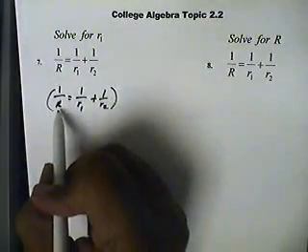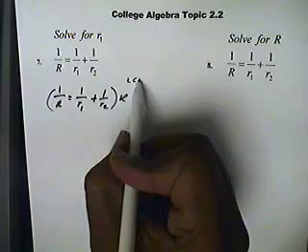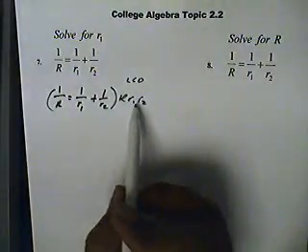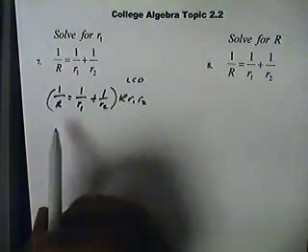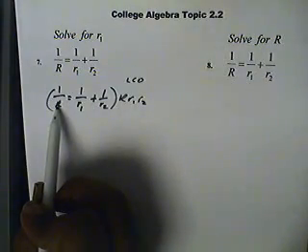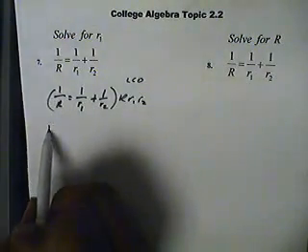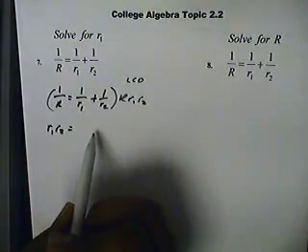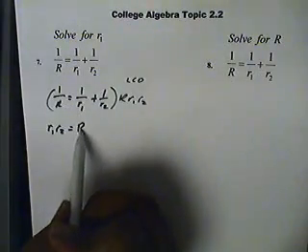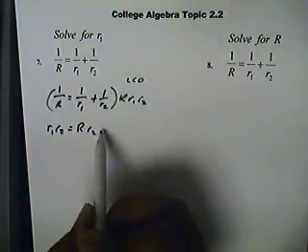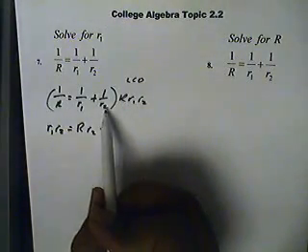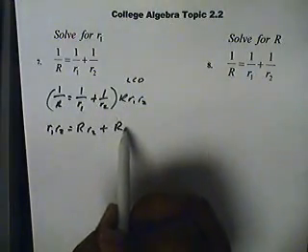The LCD will be made out of R, R1, and R2. So this will be our least common denominator. We're going to multiply it throughout. So when we multiply the LCD, we'll divide it here by R and multiply it by 1. That'll leave us with R1 R2. The LCD divided by R1 times 1 leaves us with R R2, plus the LCD divided by R2 gives us R R1.